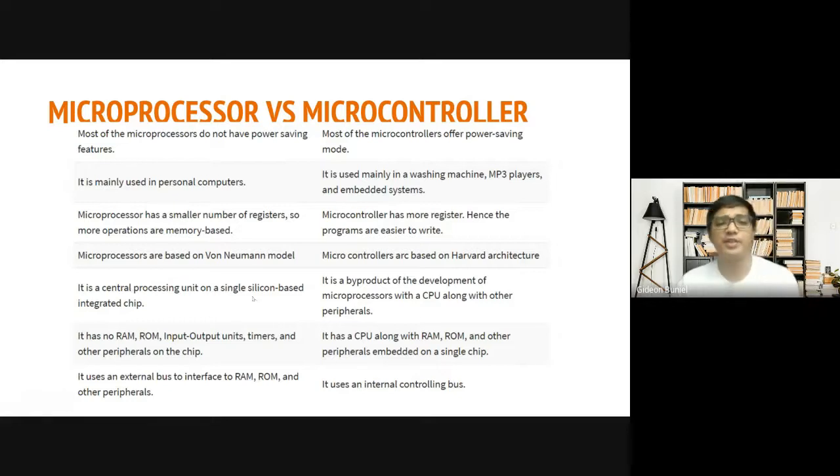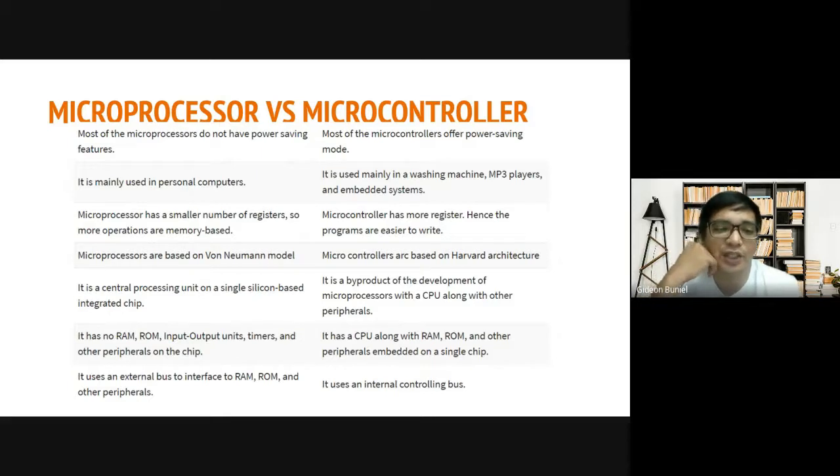A microprocessor is a central processing unit on a single silicon-based integrated chip. A microcontroller is a byproduct of the development of microprocessors, with a CPU along with other peripherals. A microprocessor has no RAM, ROM, input-output unit, timers, and other peripherals on the chip because they are externally connected and attached to a single motherboard. A microcontroller has a CPU along with RAM, ROM, and other peripherals embedded on a single chip.